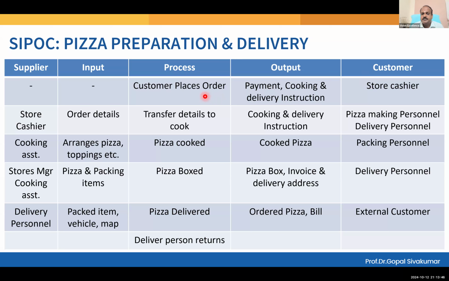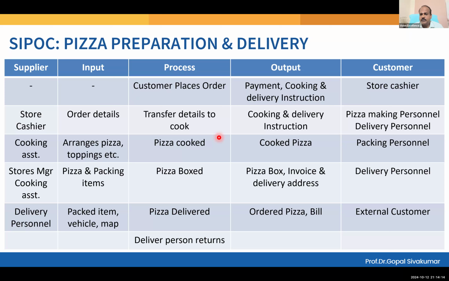All of you agree with me? The cashier should get the payment details, cooking details, as well as the delivery details. Then only he can transfer those details to the appropriate people. So the next process is transferring those details to the appropriate person, not only the cook, but also the delivery person, so that the delivery person will also be alert. He will not move away from the outlet. Clear, all of you?